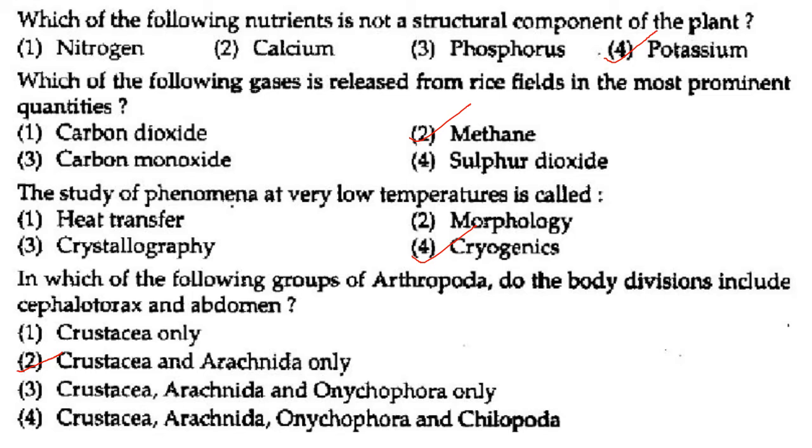Next one. Which of the following gases is released from rice fields in the most prominent quantities? Option 1, carbon dioxide. 2, methane. 3, carbon monoxide. 4, sulfur dioxide. Answer is option 2, methane.